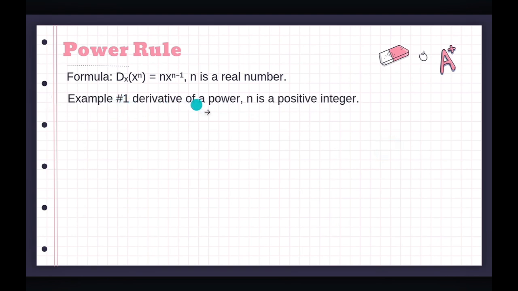Example number 1, we have derivative of a power and is a positive integer. So, we have here f of x is equals to x raised to 4. So, ita-times muna natin yung exponent sa x. So, we have here 4 as an exponent. So, 4 times x would be 4x. Then, subtract natin to sa 1. So, ito na siya.